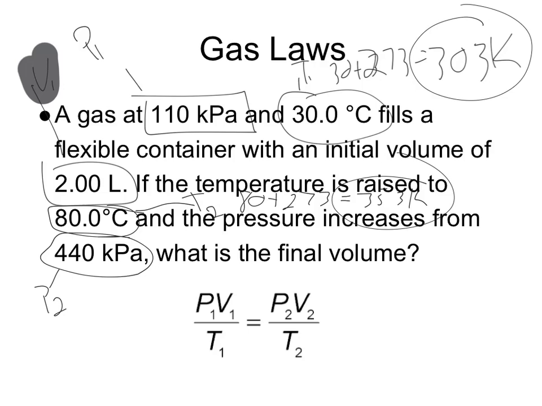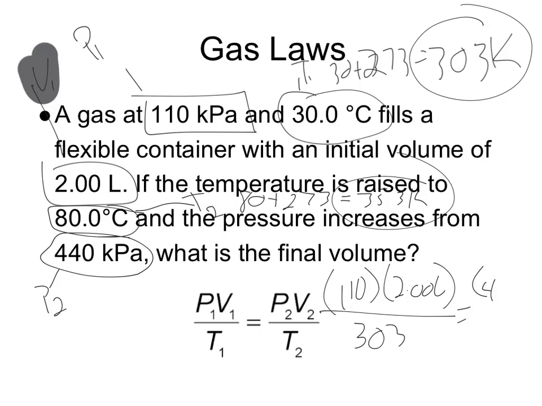Let's see if we can squeeze this in here. So 110 kPa, I'm leaving out the units to save space here, times volume 1, which was 2.00 liters, over our starting temperature, which was 303, equals the second pressure, P2 is 440, times V2. That's what we're missing. What is the final volume is the question. All that over 353 Kelvin. So I've plugged in 5 out of the 6 numbers. And from here we're going to solve to find the missing piece, which is the volume.